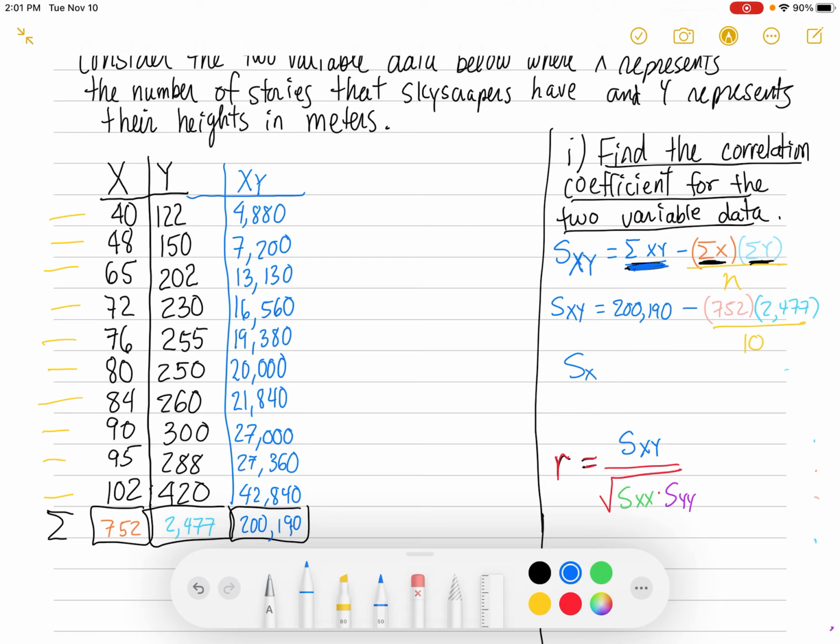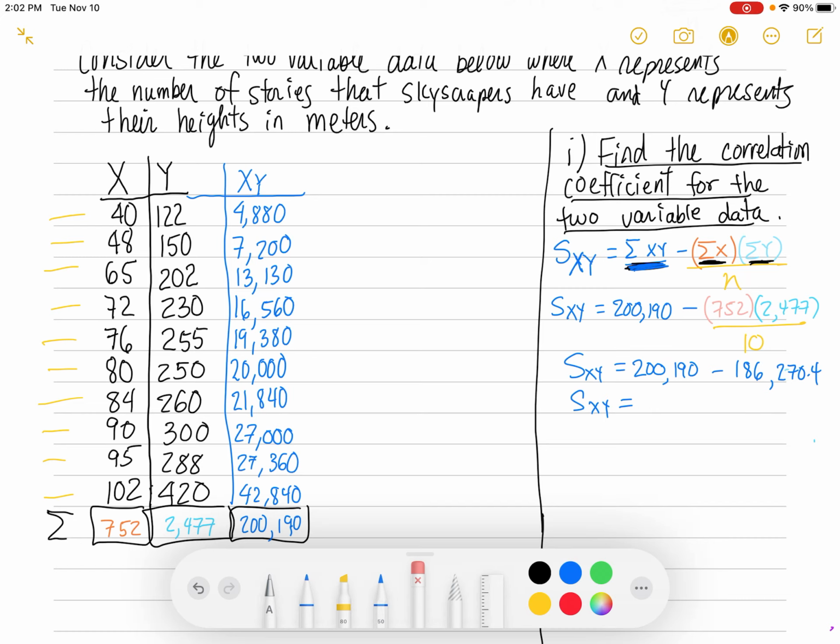Okay, so the S of xy is 200,190 minus, let's take 752, multiply it by 2,477. Let's divide that number by 10. We should get 186,270.4. All right, and we're going to subtract those, and that's going to give us SXY. Now I'm going to go ahead and erase my formula right there. That was just for reference.